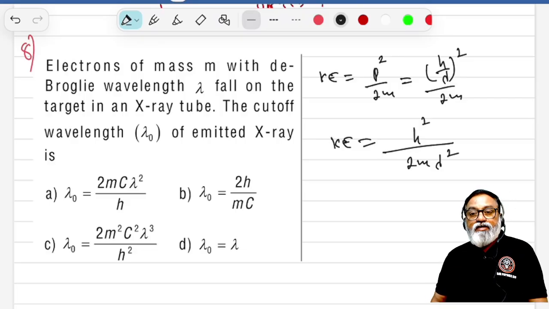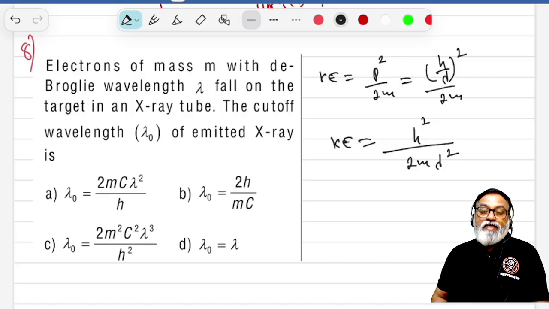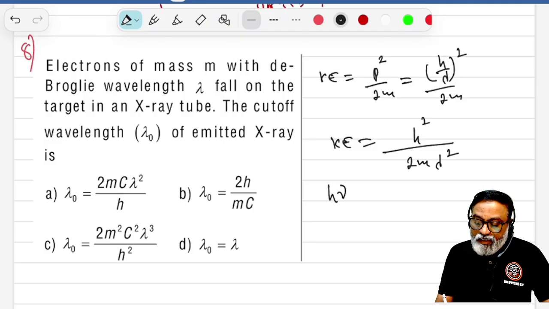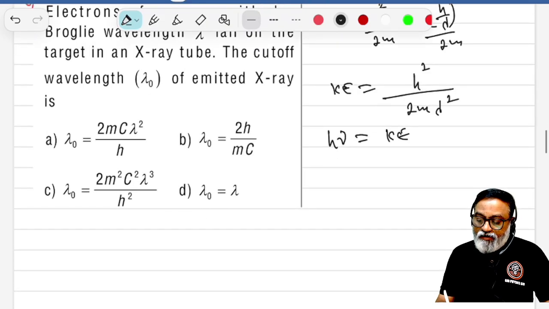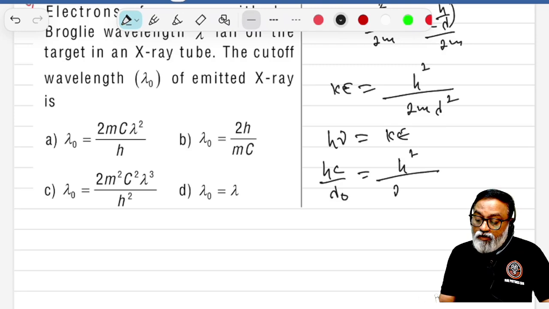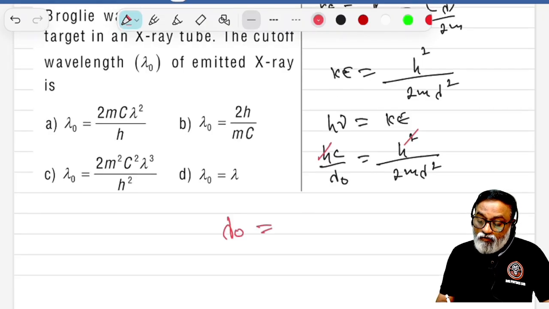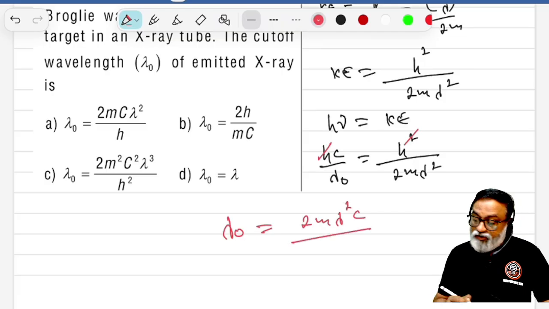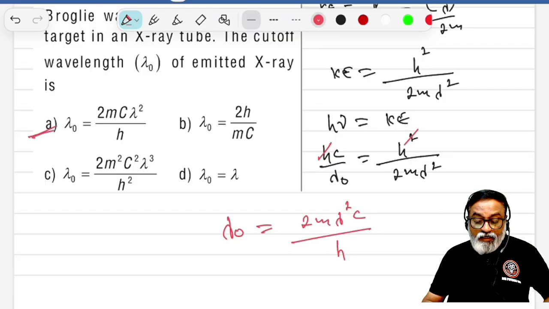Therefore, when this kinetic energy of the electron hits the target in the X-ray tube, the total kinetic energy is transferred to the photon. Therefore, photon energy h nu is equal to the kinetic energy of the electron. This h nu we can write as hc by lambda, where lambda here means the cutoff wavelength lambda naught. That is equal to the kinetic energy, h squared by 2m lambda squared. See here, one h cancels. Therefore, lambda naught is equal to 2m lambda squared c by h. Therefore, answer A is correct.